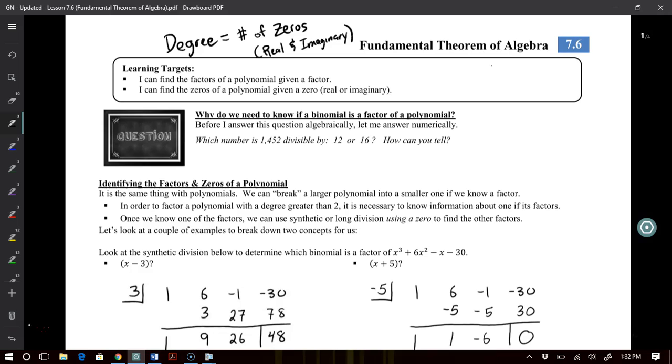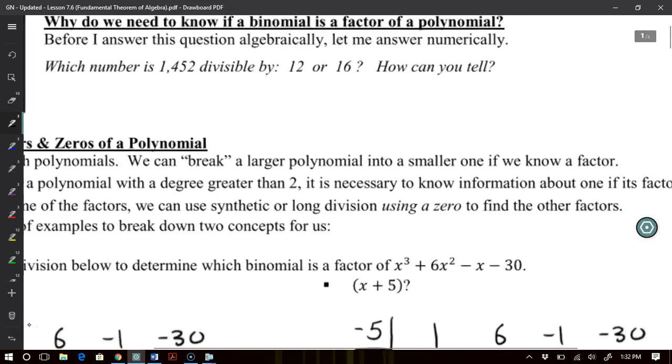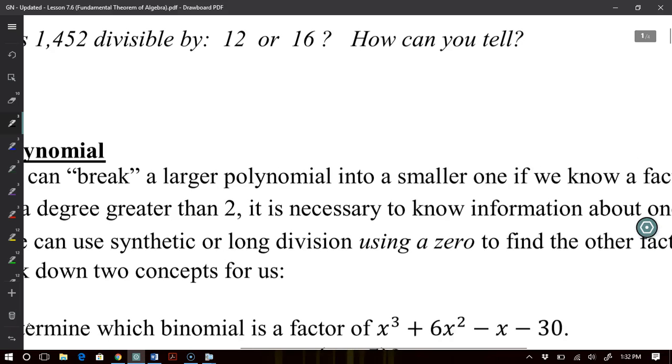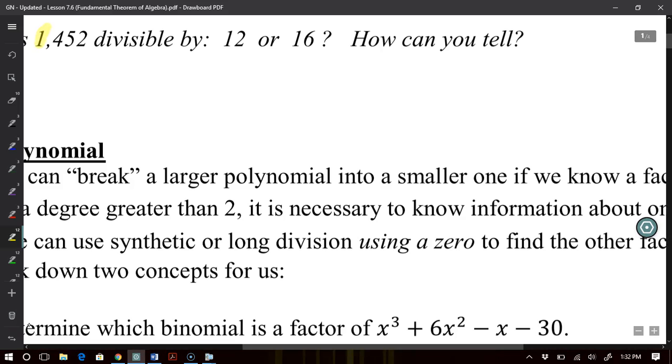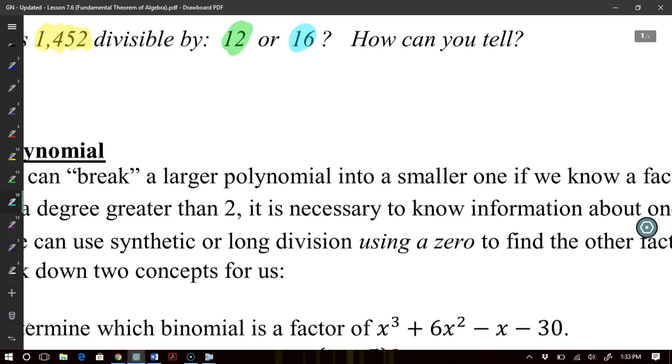And to help us with this, we're going to just ask a couple of questions. And the first question we're going to ask ourselves is, why do we even need to know if a binomial is a factor of a polynomial? And what we're going to do is, if we look at this right here, I give you the number 1,452. And if I were to ask you just plainly with numbers, does 12 go into it, or does 16 go into 1,452? You should be able to figure that out just by doing numbers. Which one of those goes in there perfectly?